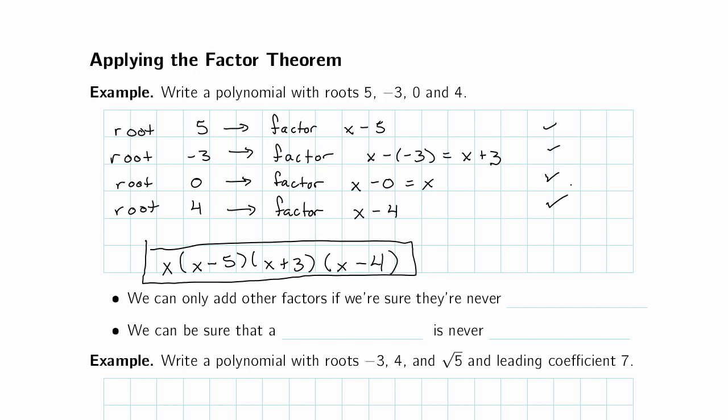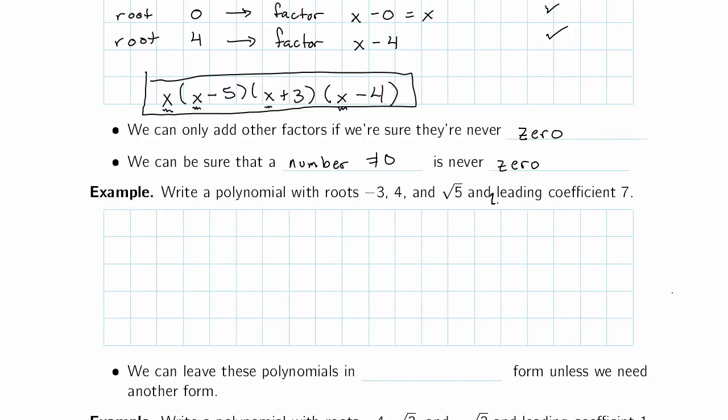Is that the only way that we can do it? Well, we can't add any extra factors without adding more roots, unless we have a factor that we're sure is never 0. Now, if we have a number that doesn't equal 0, we can be sure that that's never 0. So we can add in numeric factors. And it turns out that any numeric factor we add into something like this is going to end up, well, we'll multiply x, x, x, x when we're getting our leading term. Any numeric factor that we put in is going to end up as our leading coefficient. So if we're told that we want a certain leading coefficient, we'll just add that as an extra factor. And we know that that's not going to change the roots because, for example, 7 is never 0.